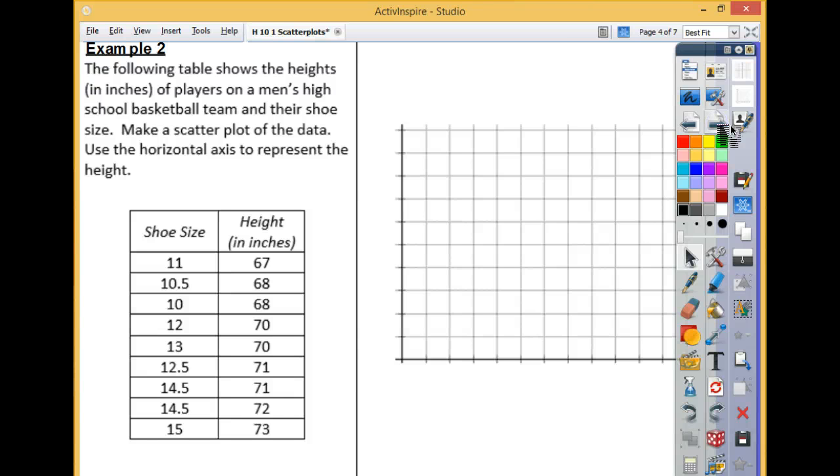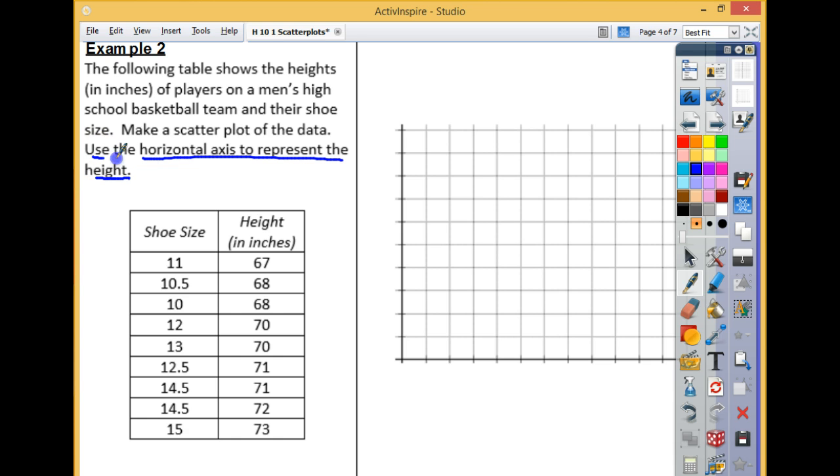Now on this one, we have to label it, and we have to go by intervals. What do you want to do? The following table shows the heights in inches of players of a men's high school basketball team and their shoe size. Make a scatter plot of the data. Use the horizontal axis to represent the height. Which one is that? The x or the y? The horizontal axis, is that your x or your y?